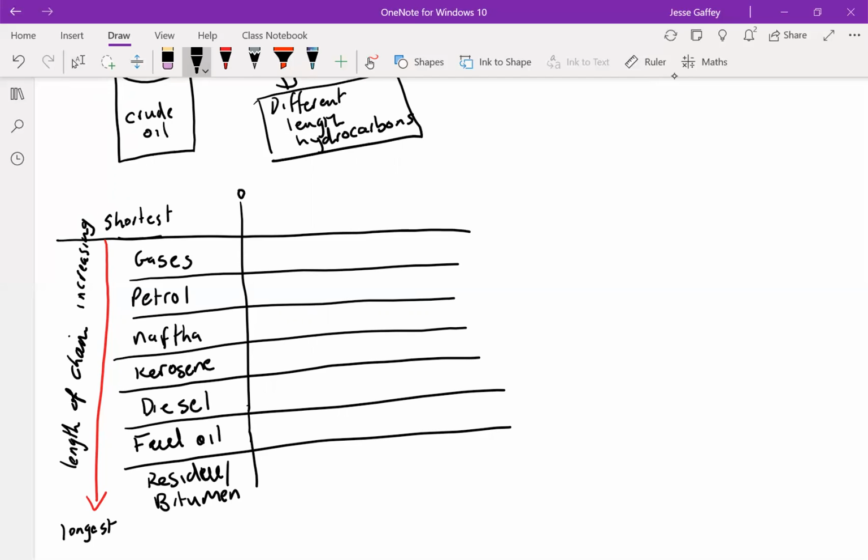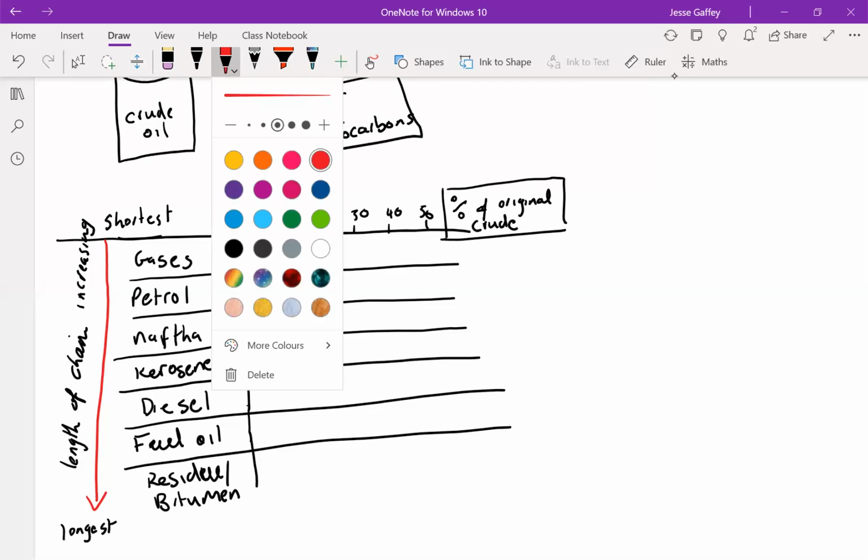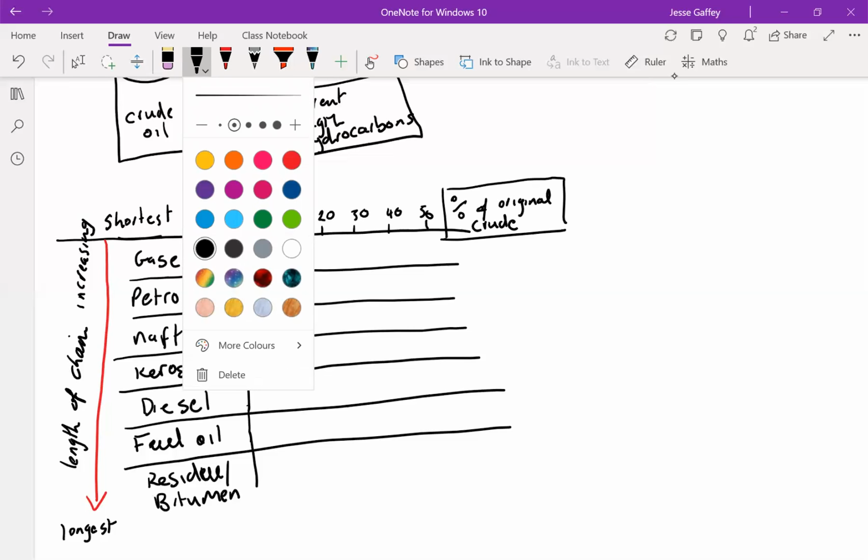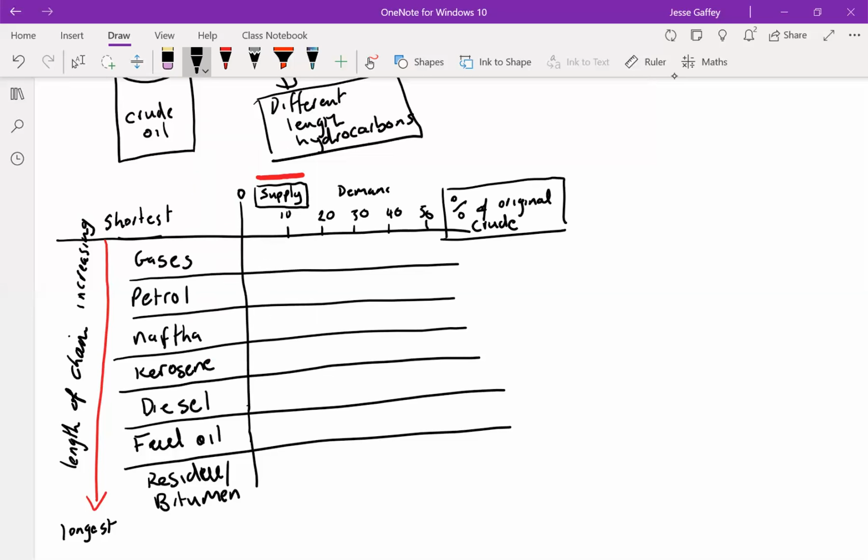Our x-axis, which starts here, 0, 10, 20, up to 50%, represents what percentage of the original crude oil each fraction is, where the supply, which is how much is made, is represented by this red line, and the demand is represented by this blue line.